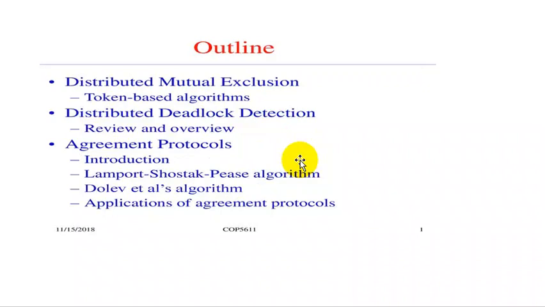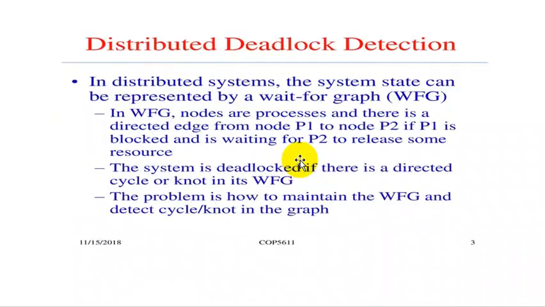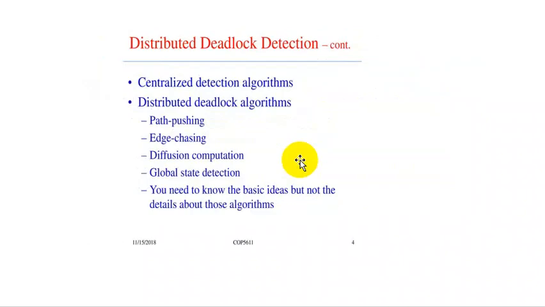The nodes represent processes, and a directed edge from P1 to P2 means P1 is blocked and waiting for P2 to release a resource. If a directed cycle forms in the WFG, we have a deadlock. The main challenge here is simply maintaining this graph and spotting those cycles across different nodes.